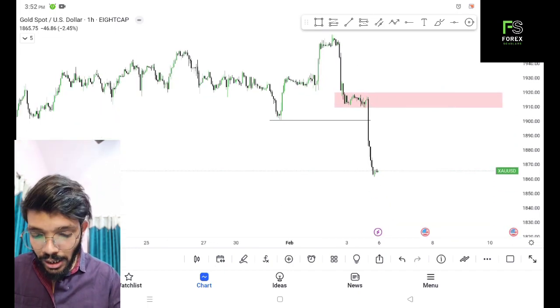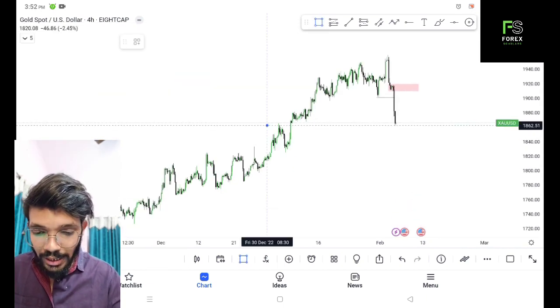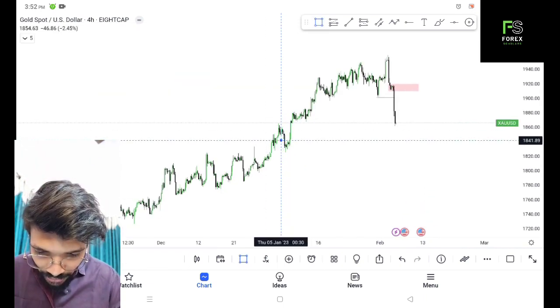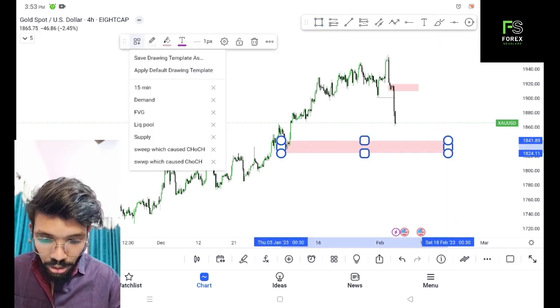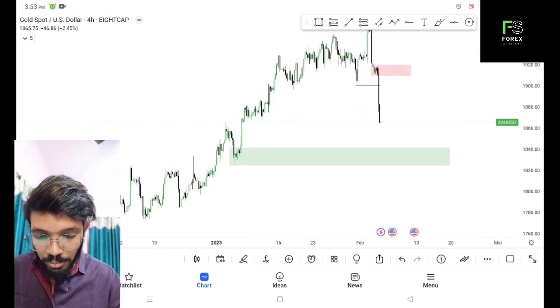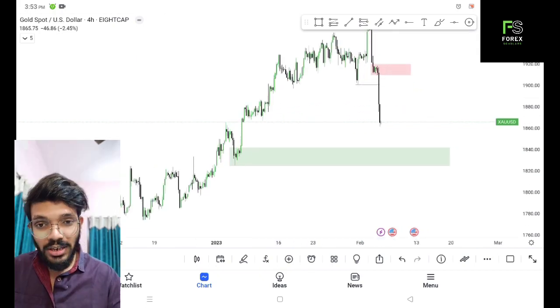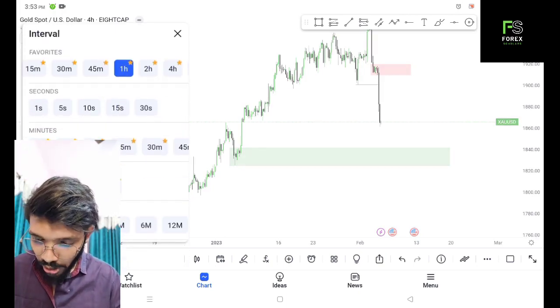But if gold travels even a bit more to the downside, then I think this particular area will be our POI. I think this area will be a very good area to take longs from. But other than that, I don't see any area between 18,040 and 18,080 to go long.